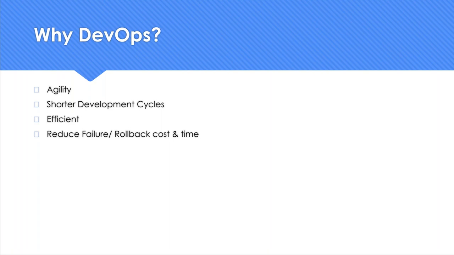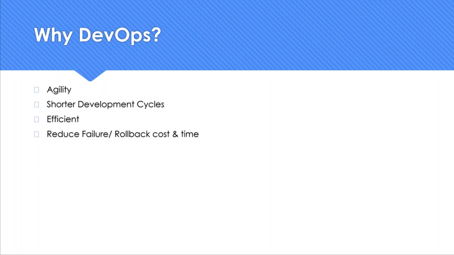So the developer will write the code, commit it to GitHub. The operation guy is going to create a one-time pipeline. The moment he makes any changes, it's going to trigger that pipeline and do the steps. So that way, automation becomes easier, and with shorter development cycles, you can check everything faster.